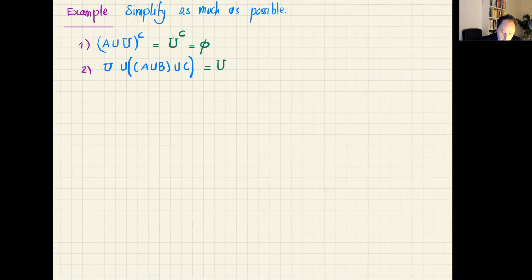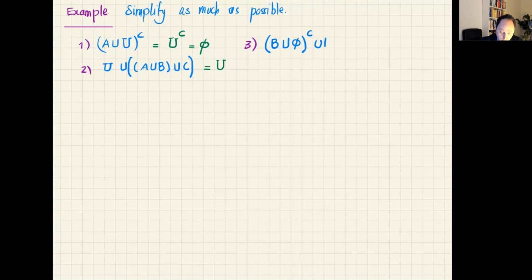So number 3. Let me see how many ones there are. Yeah, I can write it here. So number 3. What do you think about this situation? I have a set B, and then I have the union of it with the empty set, and then I complement it, and then I union it with B. Is it B? No. Is it U? It is U, yes, the universal set.